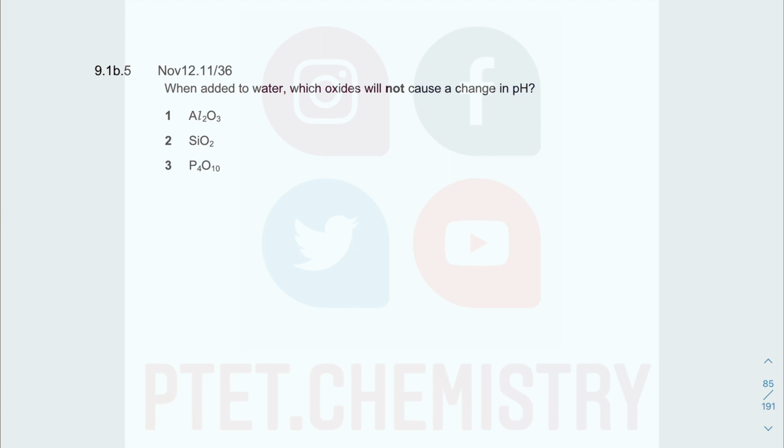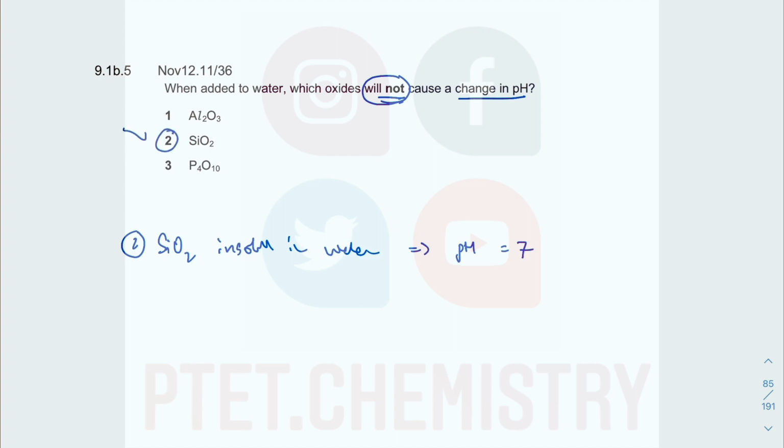This is the last question of this 5-question series for general periodicity. So it says which of the following oxides, when you add it to water, will not, okay, this is a negative observation, will not cause a change in pH. If I look at number 2, SiO2 is insoluble in water. So your pH will remain 7 because it is insoluble in water. Therefore, no change in pH. That is correct because the pH remains 7.